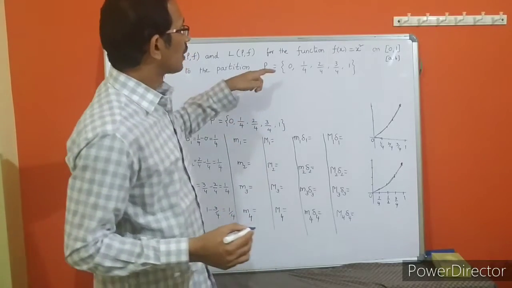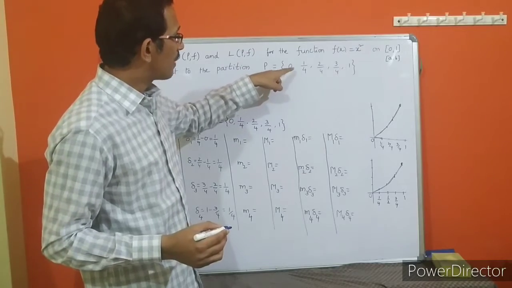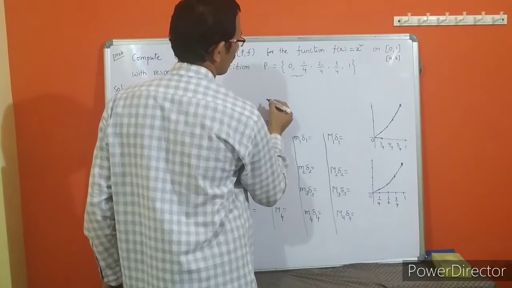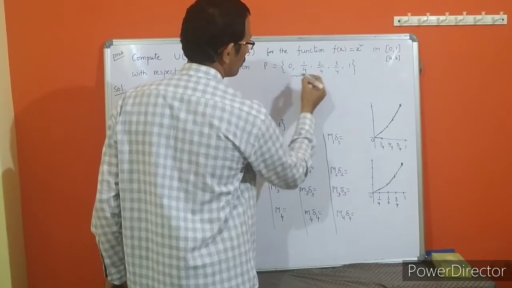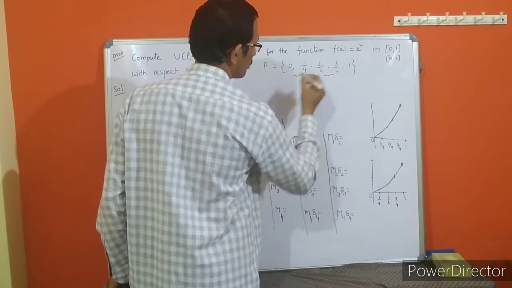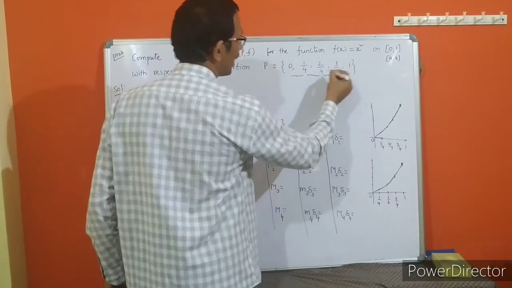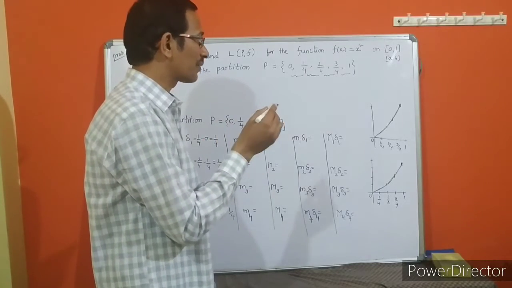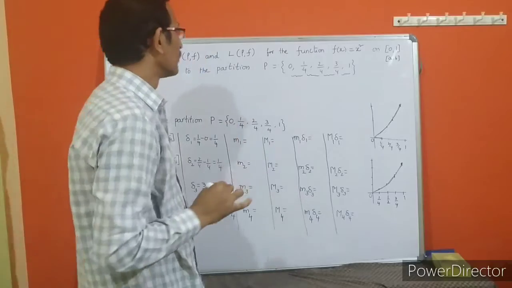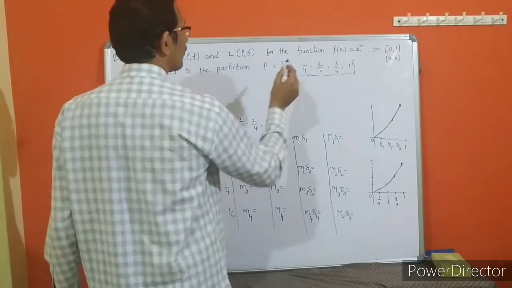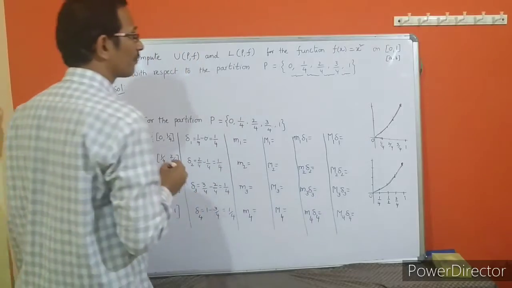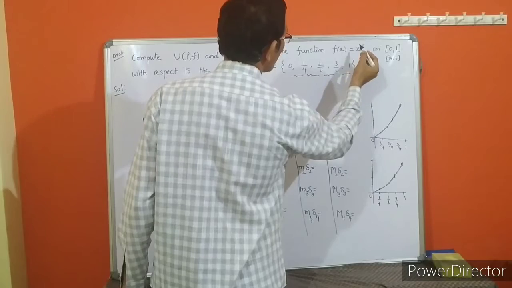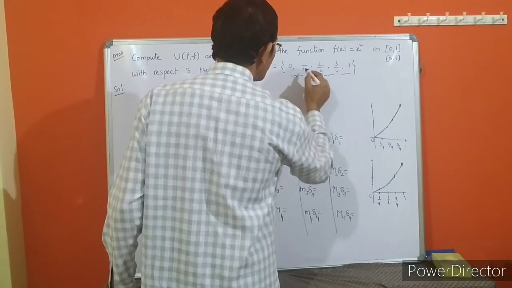Okay, right. See here in this partition, the lengths of the subintervals are the same. 0 to 1/4, so 1/4 length. 1/4 to 2/4, again 1/4. 2/4 to 3/4, again 1/4. So they are equal lengths, but it need not be like this. That means the lengths of the subintervals need not be the same. Right. Now see the function f(x) = x², and we need the infimum and supremum of this function in each of the subintervals.